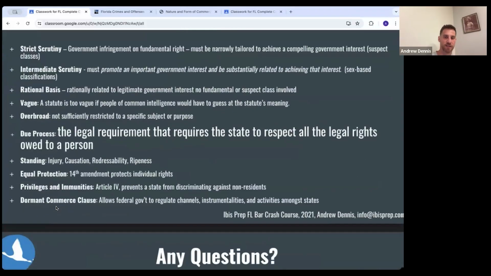Due process is a legal requirement that requires a state to respect all the legal rights owed to a person. Standing: injury, causation, redressability, right, but not moot. Equal protection: the 14th Amendment protects individual rights. Privileges and immunities under Article 4 prevents a state from discriminating against non-residents. And then the Commerce Clause.